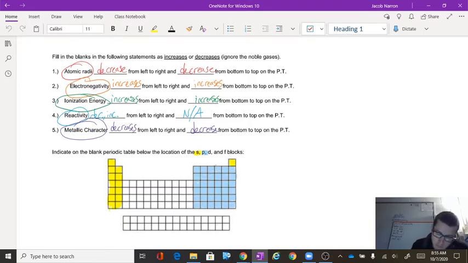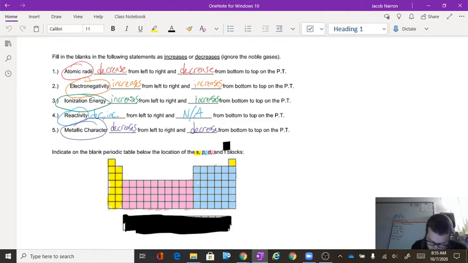D blocks. They're in the middle. They're the transition metal area. So D blocks are in the middle. And this should all be review for you guys, honestly, because I've mentioned it quite a few times. This is actually from the last unit, and it's just something we reviewed this time around. And then lastly, we have the F blocks. I'm just going to use black because that's the only other highlighter color I have. So we'll just say here's my F blocks down here. Okay, there you go.